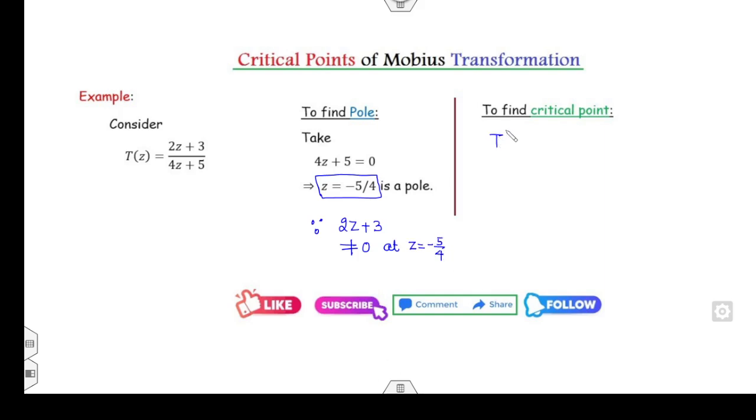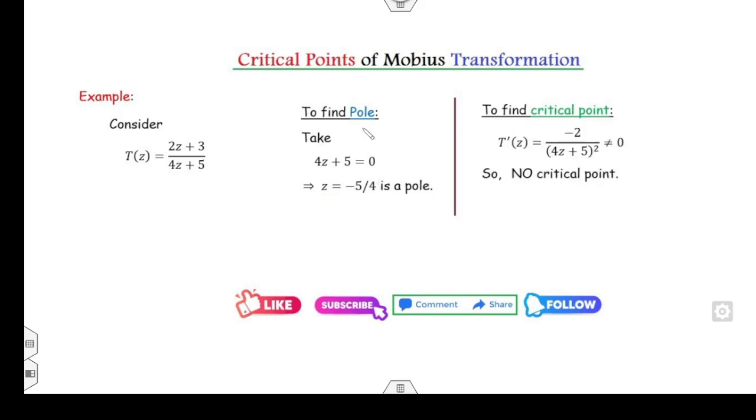How can you find the critical point? I can find the derivative. Because it's a Mobius transformation, I can write directly the denominator squared, and the numerator is ad minus bc. Again you can see this number is non-zero. Therefore, there is no critical point in the finite complex plane C.